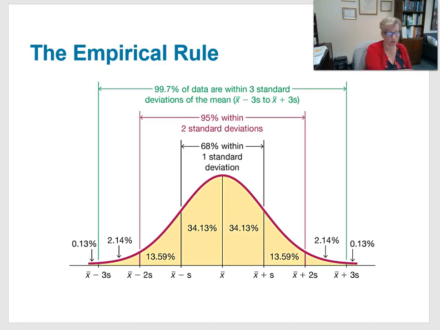If you'll notice, within 1 standard deviation, that's about 68%, a little bit over 68%. Here's your mean right in the middle. 2 standard deviations, that's going to be 95%, or very close to 95%. And notice as you go out, you get less and less data the farther away you get from the mean. That's what you want.